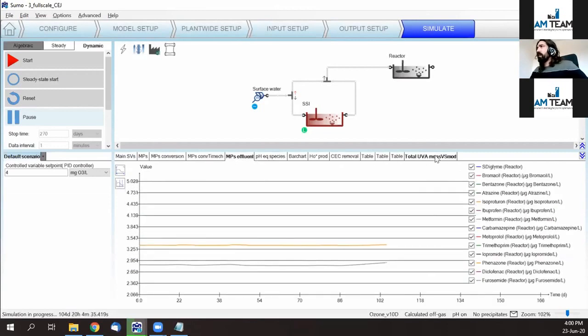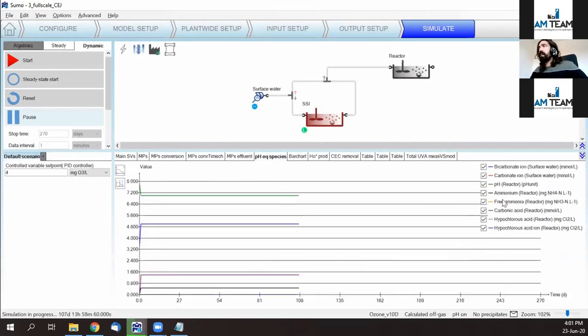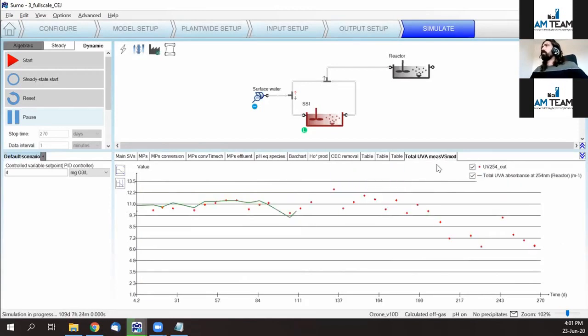Now we can check the effluent for all kinds of different compounds included in the model. Also, pH and carbonate equilibria are possible to observe. But let me go to the end of the story. What we are seeing here is the end concentration of UVA. The green is simulated data. You see it progressing little by little. We are now at day 120 almost. And we are going through the measured data points, which are online data.